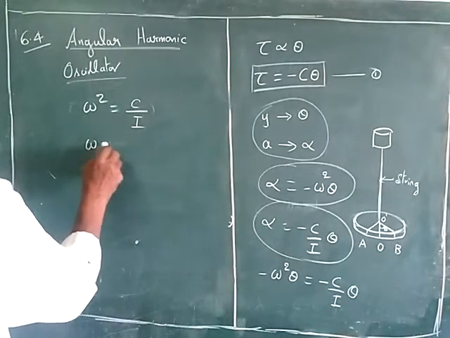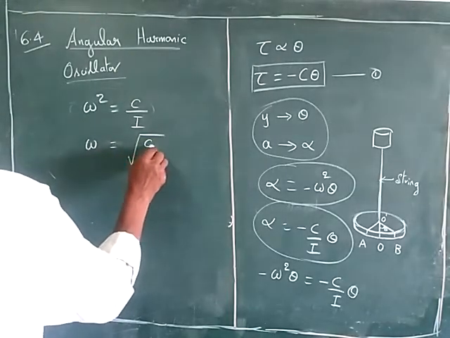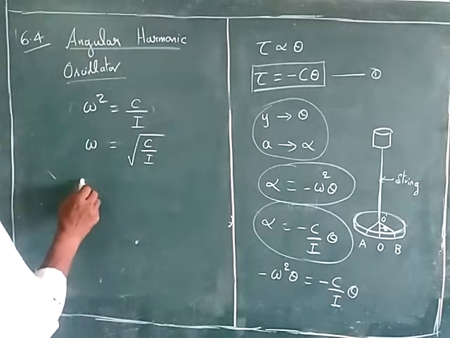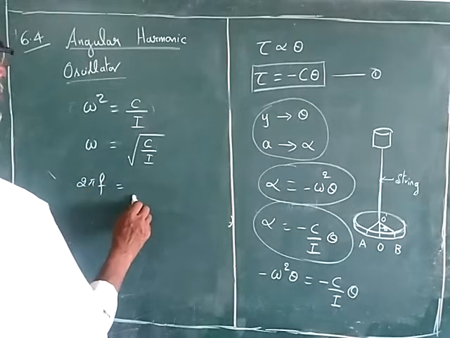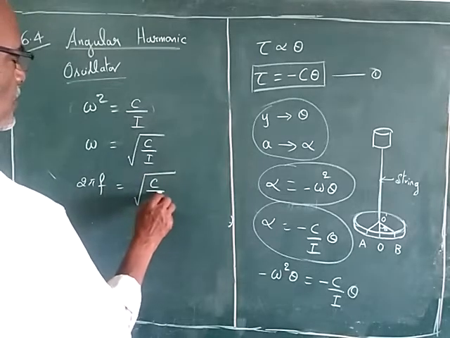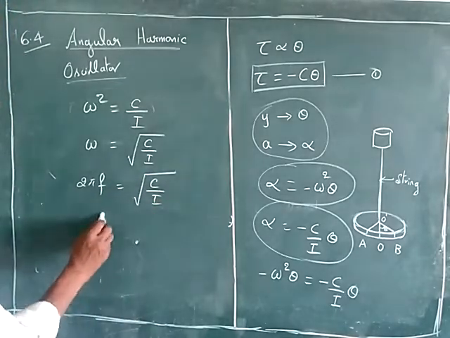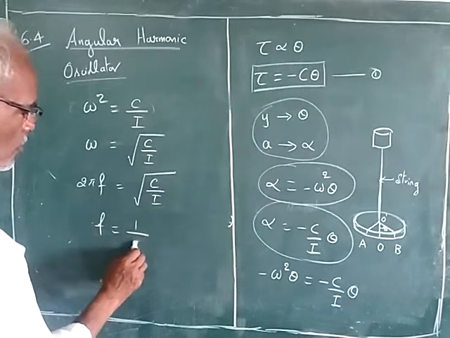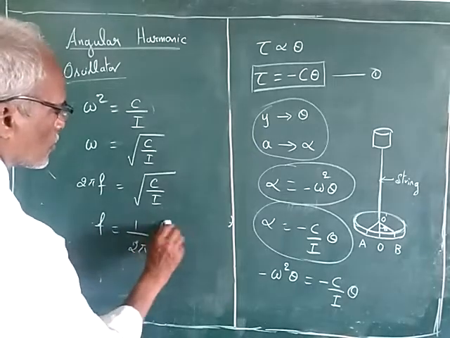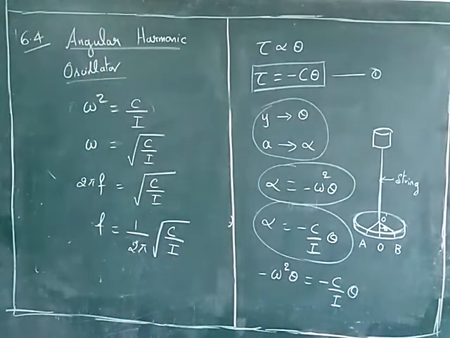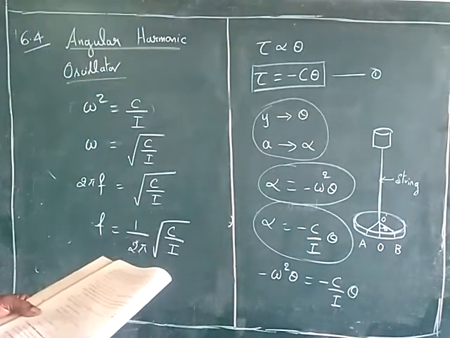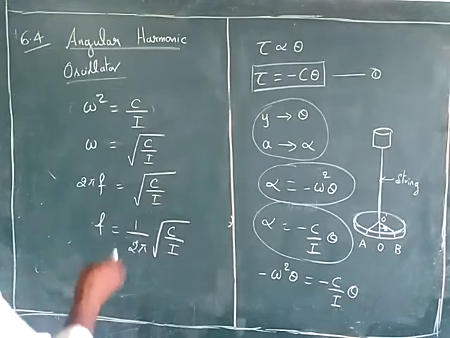Therefore omega is equal to square root of c by I. Omega is 2 pi f, which is equal to square root of c by I. F is the frequency. F is equal to 1 by 2 pi root of c by I. So this is the frequency.